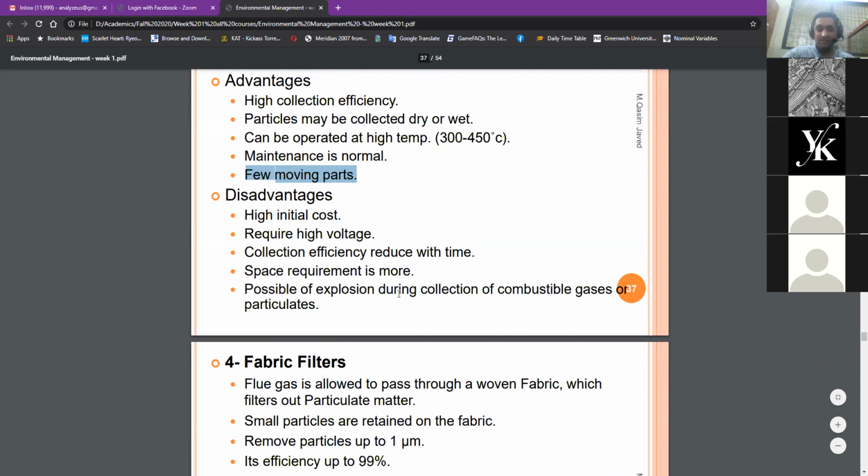Because gases can be combustible, there is a chance or risk of combustion or explosion, which is, I think, the major disadvantage here. Because it is an electrical process, there can be sparks or some issues there, so combustible gases can be dangerous here.